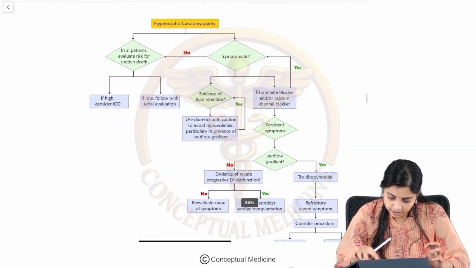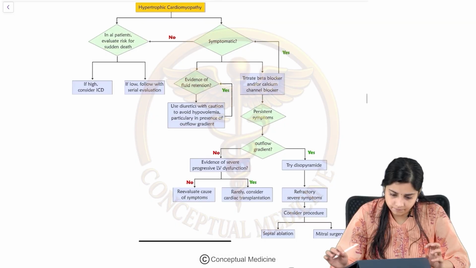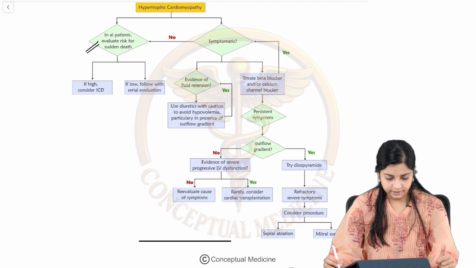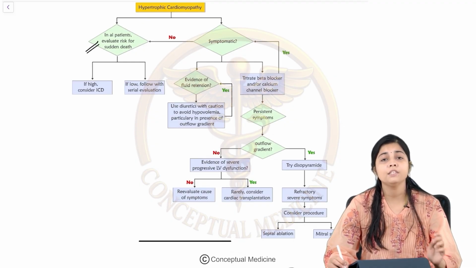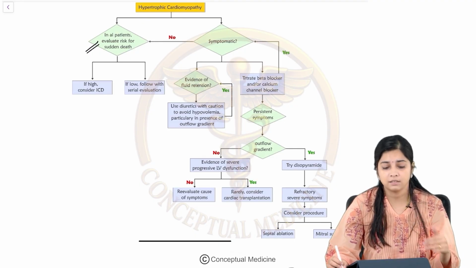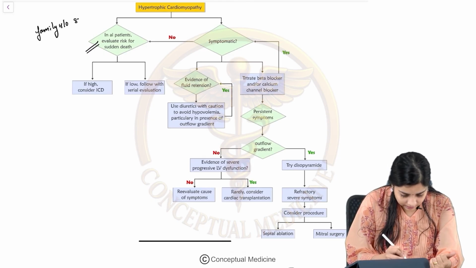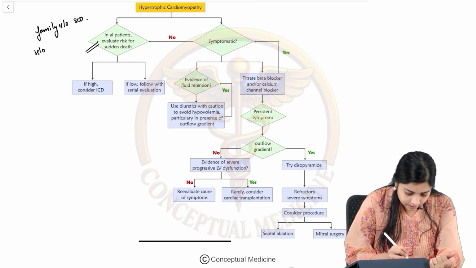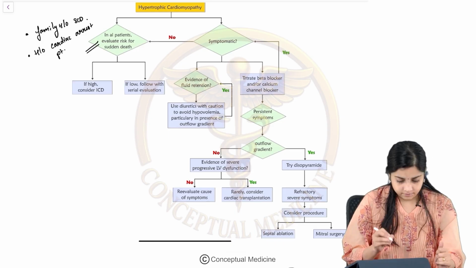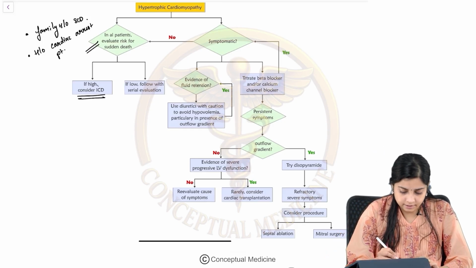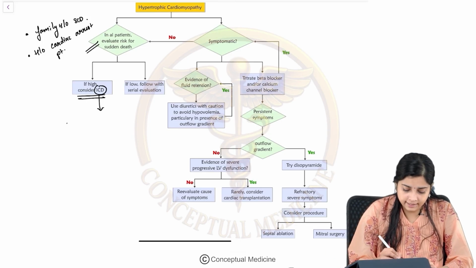We come to the treatment. Let us look at this flow chart for the treatment of HOCM. Fine. So, if the patient is at risk for sudden cardiac death, you consider an ICD. Now, how do you evaluate for that? If there is a family history of sudden cardiac death, if there has been a history of cardiac arrest in the patient prior, this means that the patient is at a definite risk of sudden cardiac death and you consider placing an ICD. So what is an ICD?